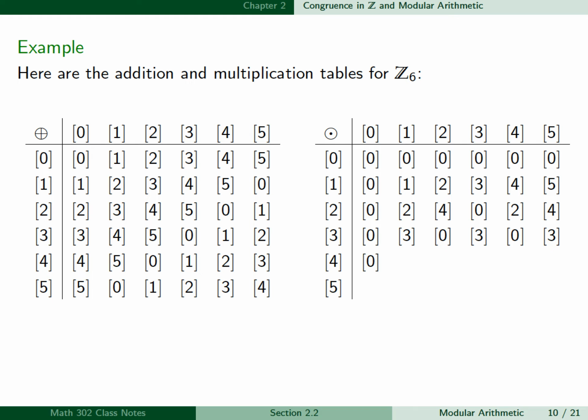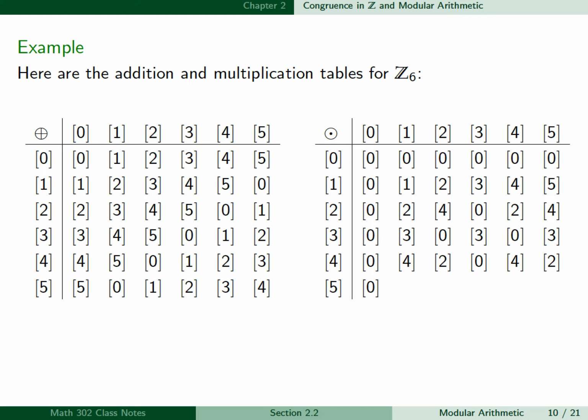And then 4 times 0 is 0, 4 times 1 is 4, 4 times 2 is 8, which is the same as 2, 4 times 3 is 12, which is the same as 0, 4 times 4 is 16, which is equal to 4, and 4 times 5 is 20, which will be the same as 2.